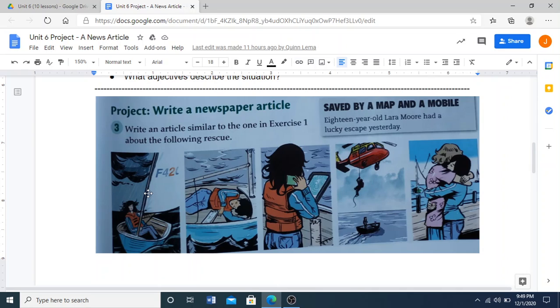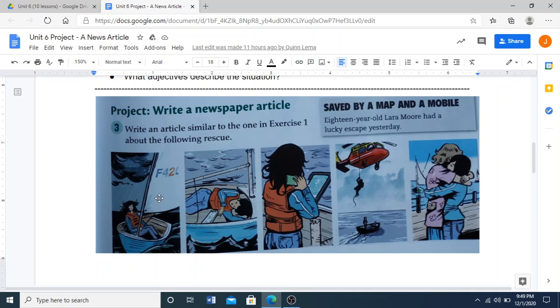You can see in this picture, there is a project: write a newspaper article. This is an idea. If you like, you can use the ideas in this picture to write your article. If you like, you can get ideas from elsewhere. If you're going to use this idea, this picture should guide you in writing your article.